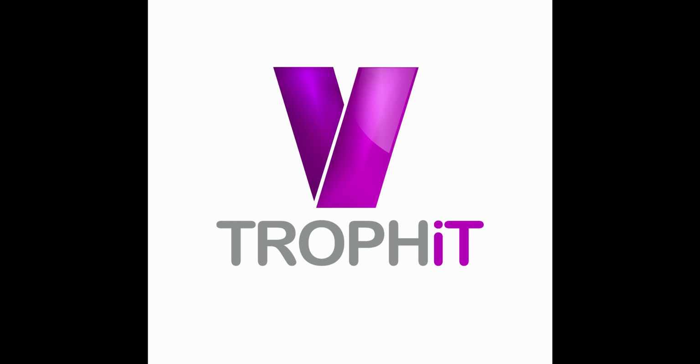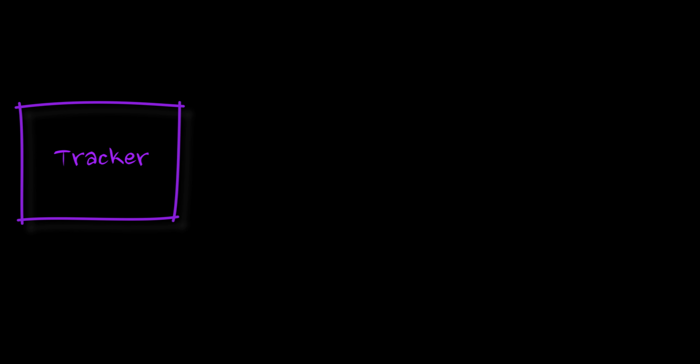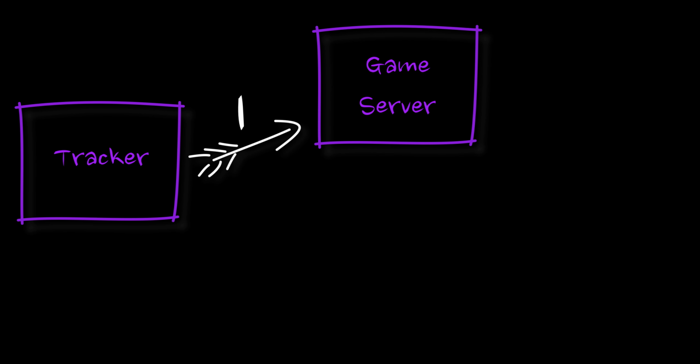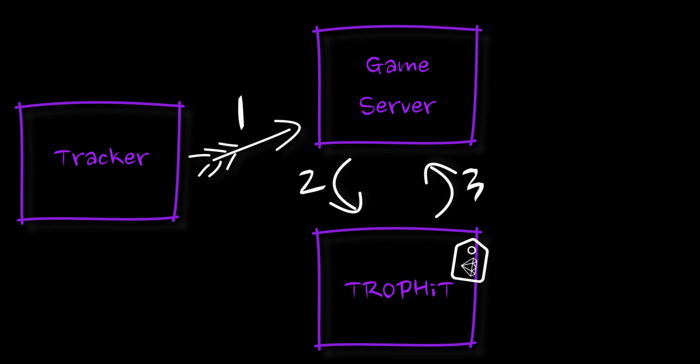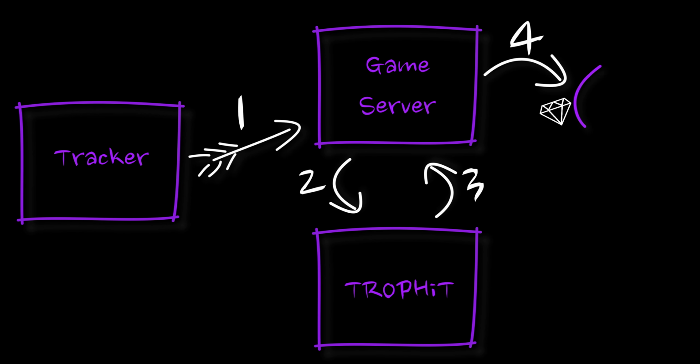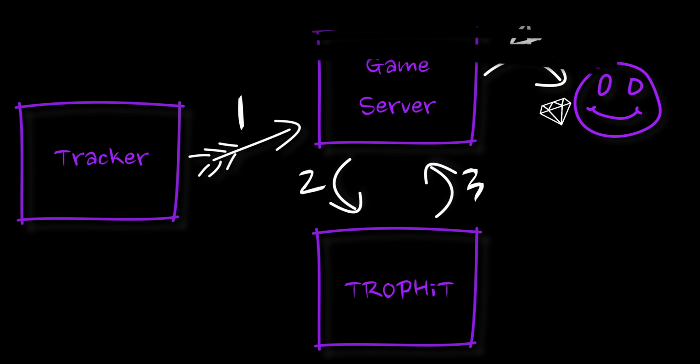Once the integration is complete, here's what will happen. Once an app gets installed, your tracker will recognize the install and fire an event to your game server. In turn, your game server will contact TROPHiT with the necessary information. TROPHiT will process that information in order to create a voucher for a particular user and pass it to your game server. In turn, your game server will turn that voucher into a certain virtual item and provide it to your user. Let's see now what you need to do in order to make it happen.